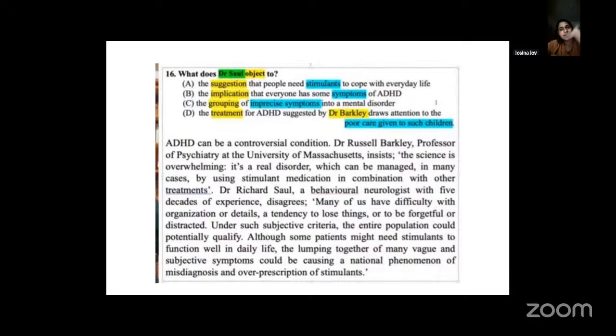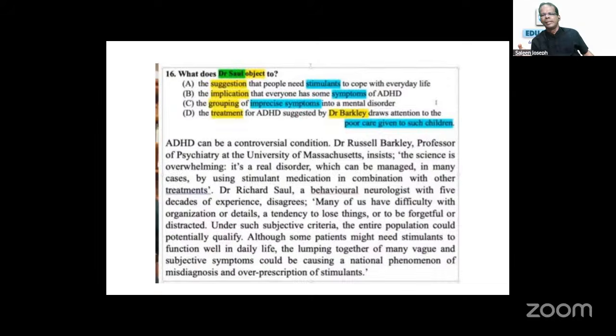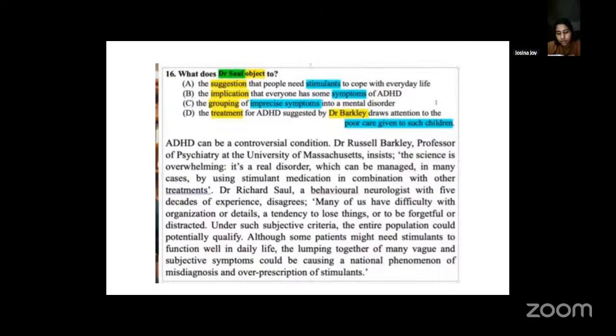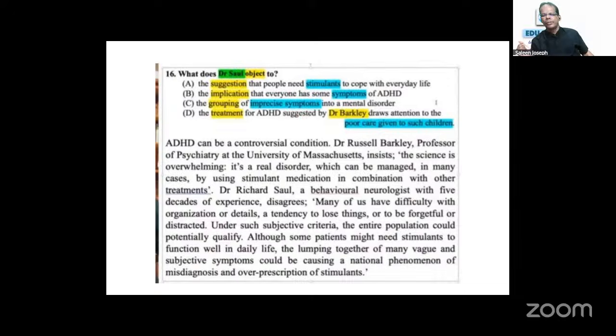Then how to identify differentiating hedging words? One is people need to cope with everyday life, the suggestion. Second one is implication. Third one is grouping. Fourth one is suggestion, suggested by Dr. Barclay. Suggestion, implication, grouping, suggestion. You may not always have both things, but here, what does it speak about? It speaks about treatment. That is concept-based or subject-based. Concept means the subject of the options. I'll give you some examples as I go on. Yeah, cool. Ganesh, thank you.